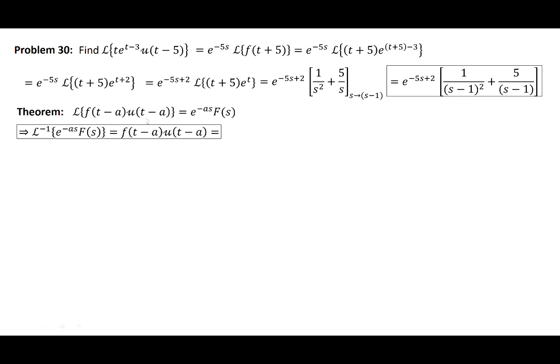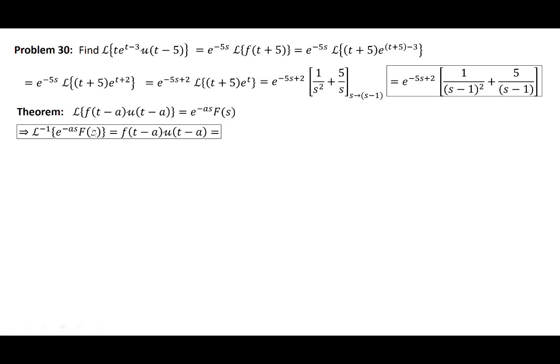Laplace of f of t minus a u of t minus a is e to the negative as F of s. And according to this, it should be this, right? Focus on this one quite a bit. So what is this saying? Laplace inverse of e to the negative as times some F of s. For example, we could have e to the negative 2s times 1 over s square.